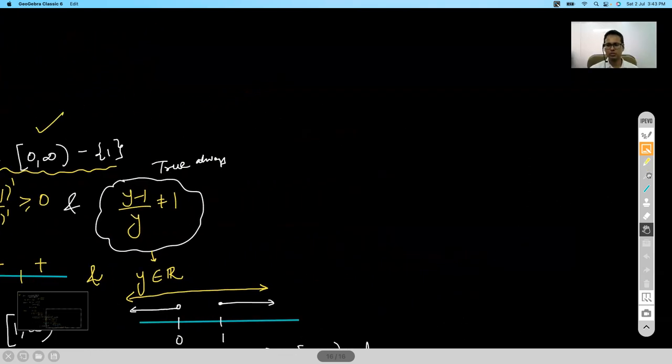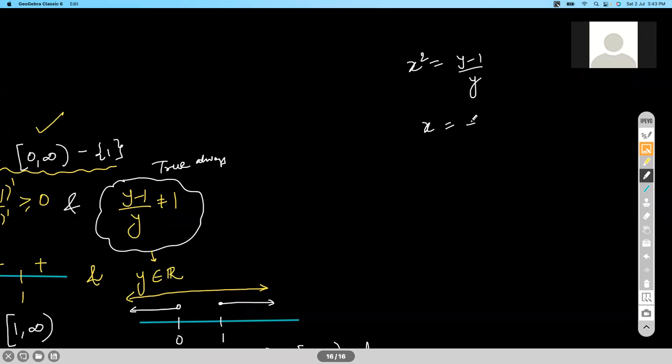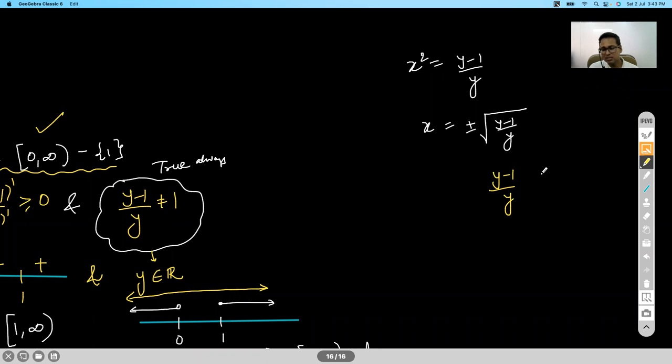One second. You wrote x square as y minus 1 by y. Then what did you do next? Root. So it will be plus minus this. Then for y minus 1 by y, wavy curve, less than or equal to 0. Absolutely wrong. Then in the last, you'll get the values which is... So I got the same answer.